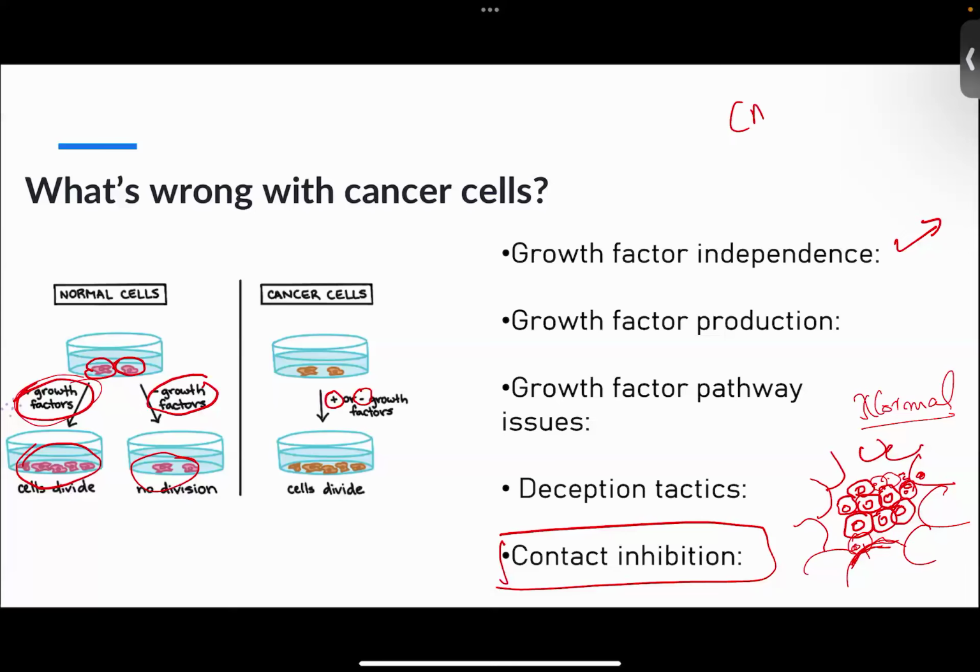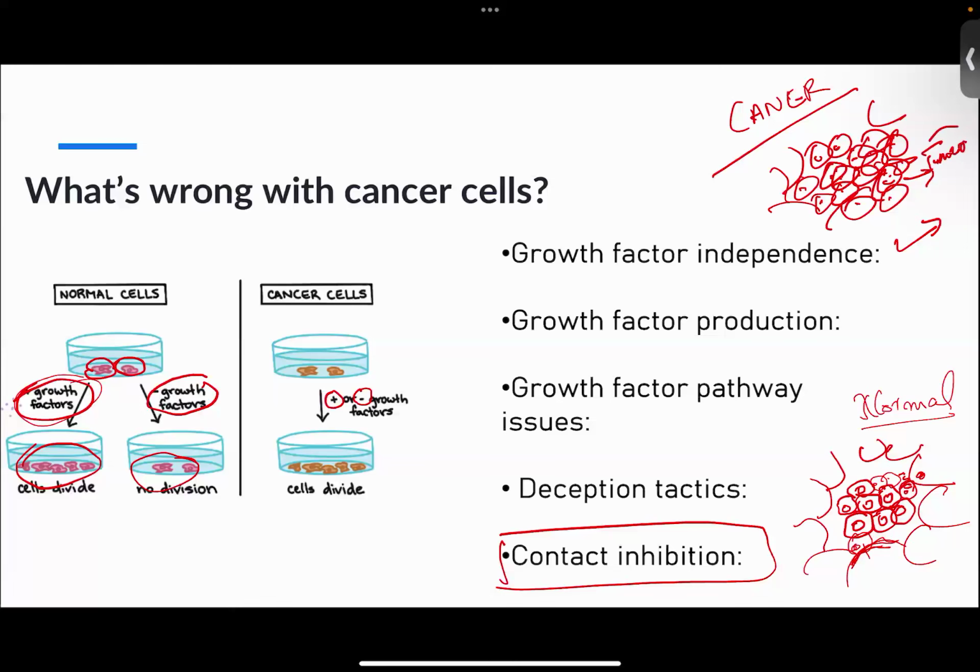But in cancer, this contact inhibition is not happening. So the cells simply divide. Even if there are a lot of cells, it just multiplies, upwards, here, there, everywhere. That is the reason for tumor formation. You can't just say cancer happens because of this particular cycle. Cancer happens because of a lot of things. There are many pathways, and this is also one of the reasons.